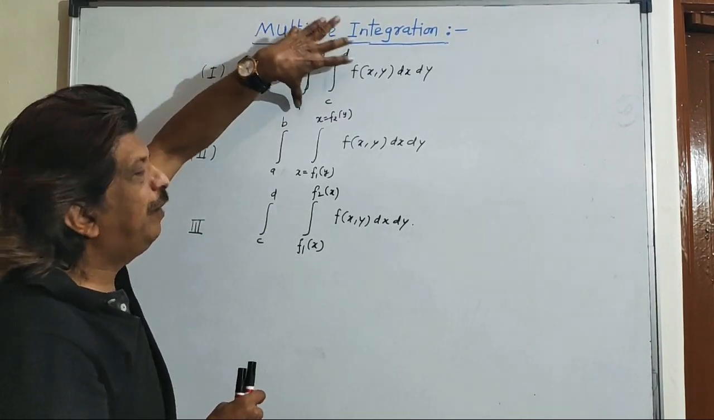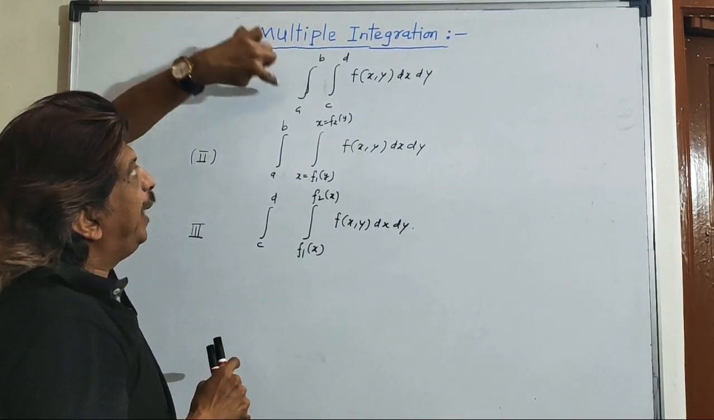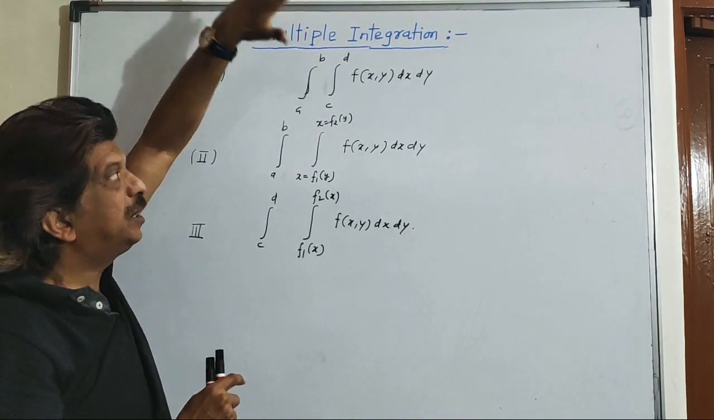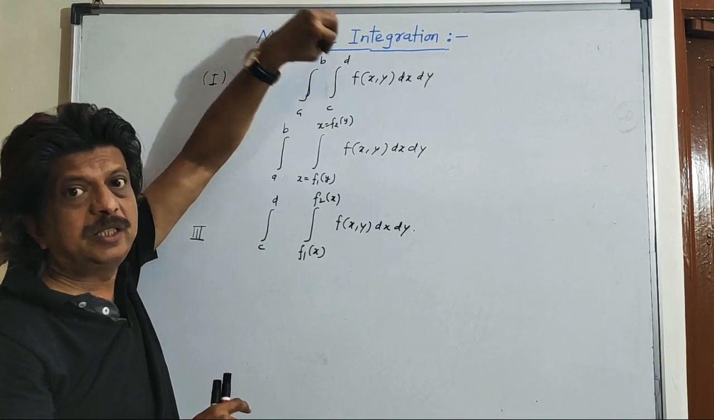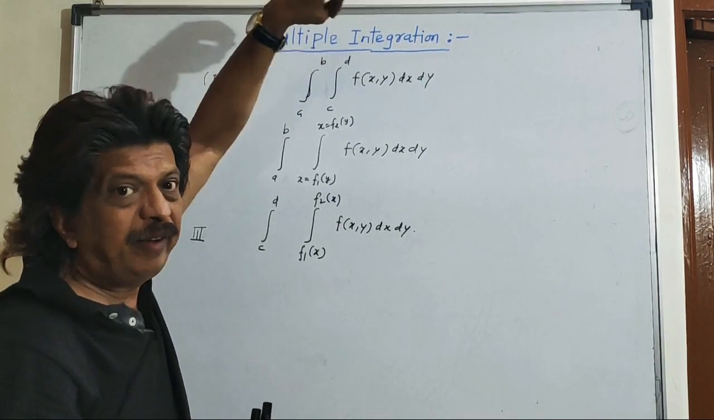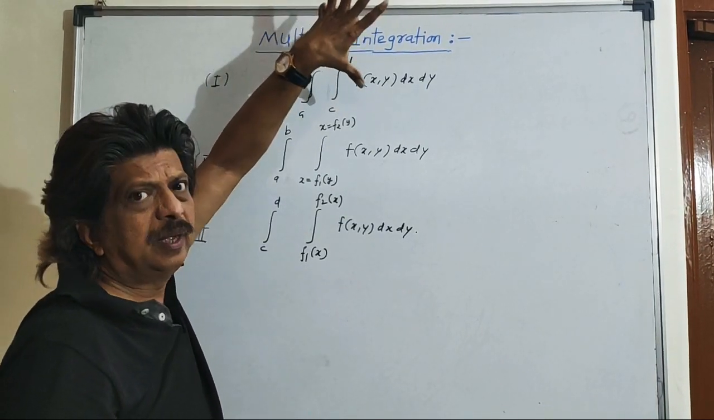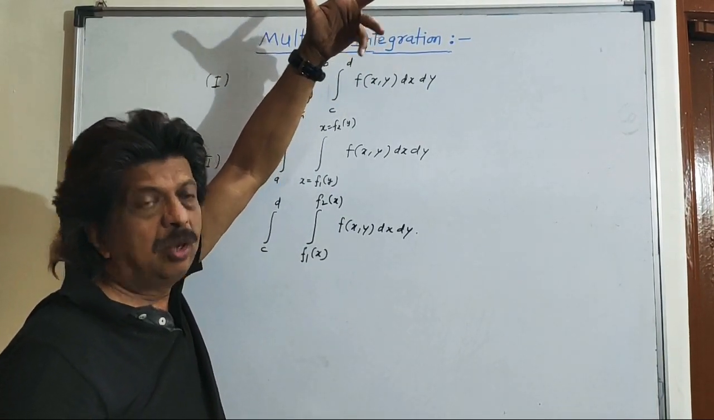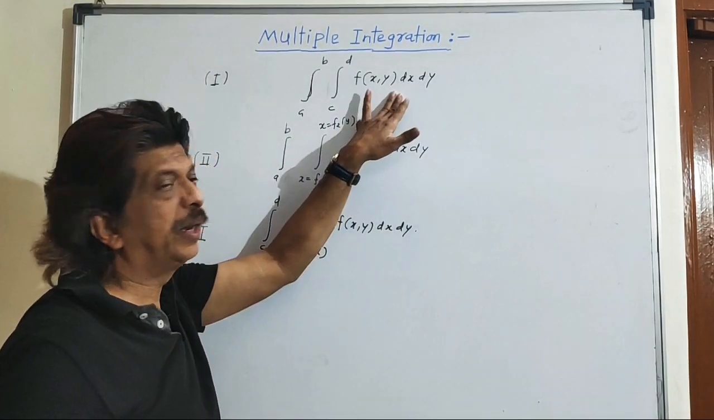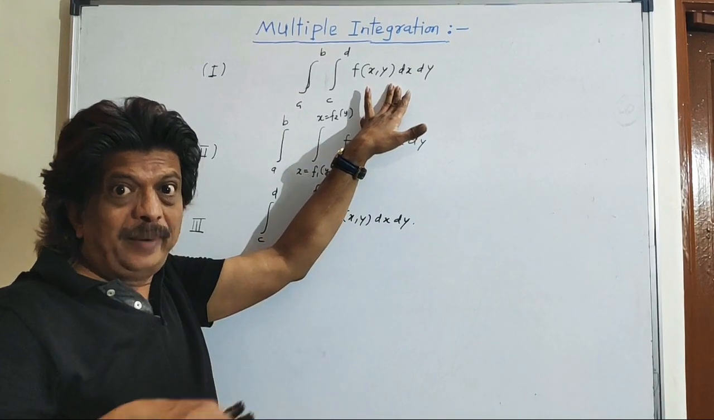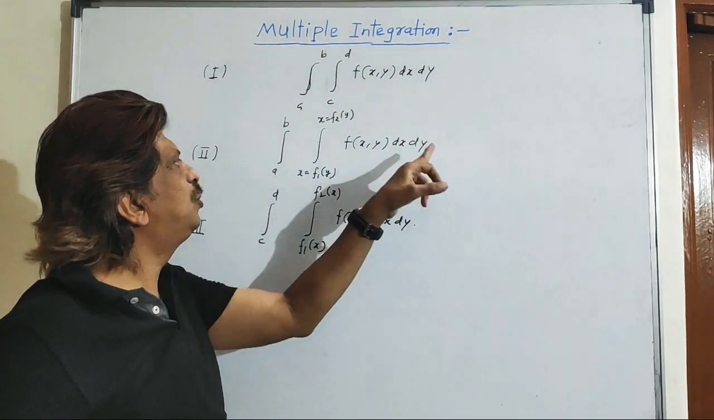So if all the four limits, a to b and c to d, are constants, then this double integral can be integrated with respect to any variable first, as we wish. It may be integrated first either with respect to x, or also with respect to y. That is the meaning of it when all the four limits are constants.